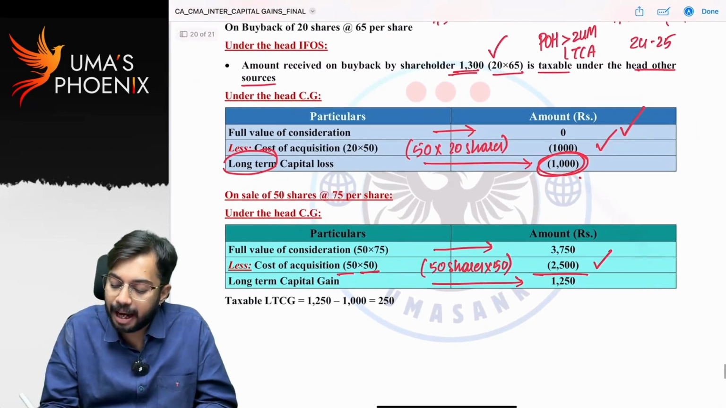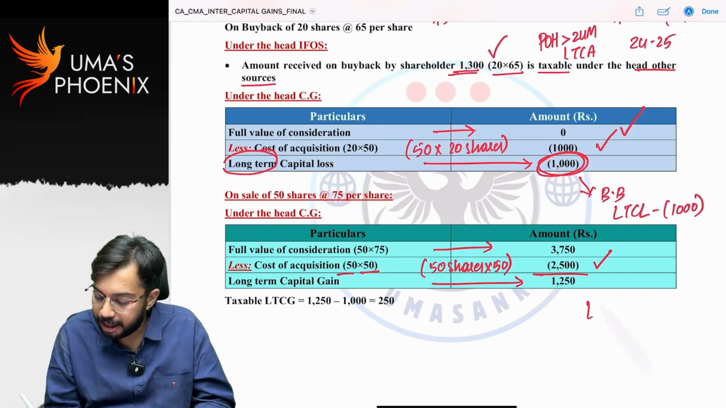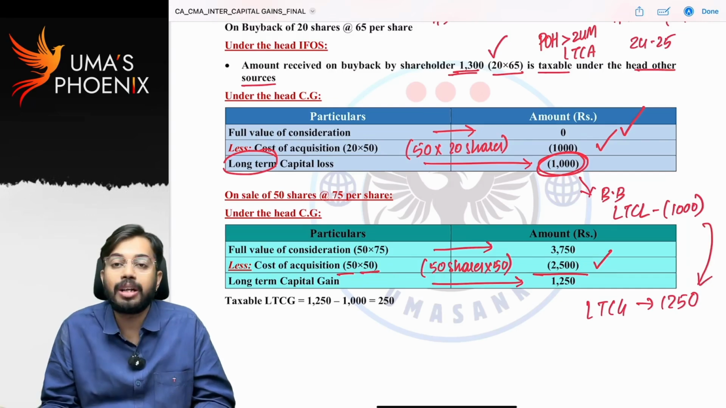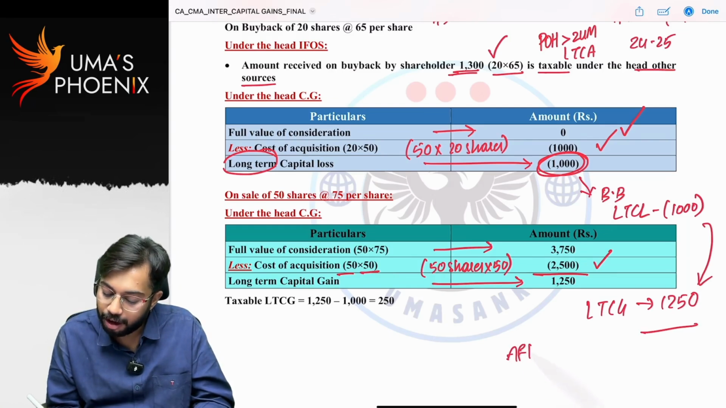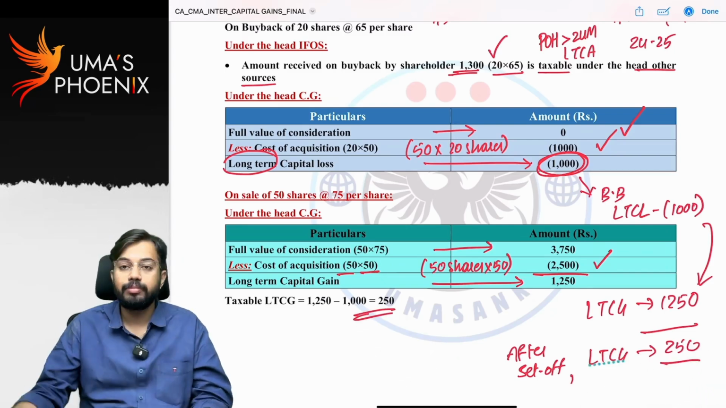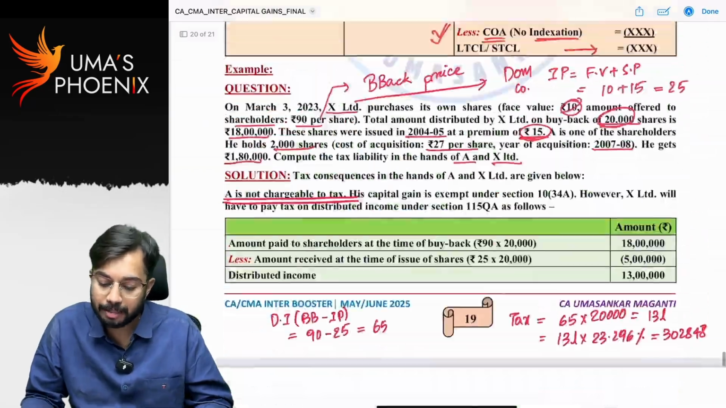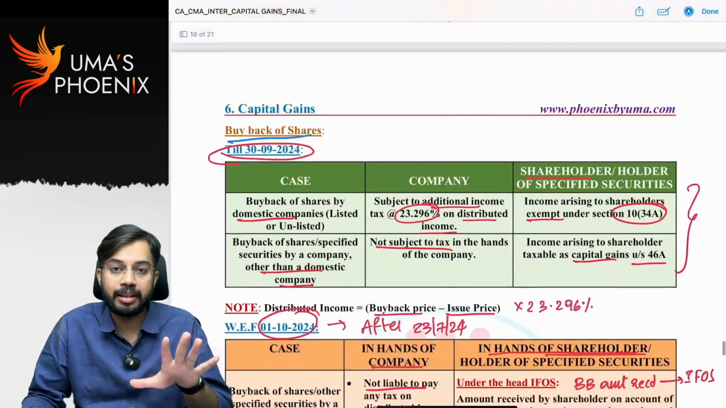See, on buyback, there is long-term capital loss of 1000 rupees. And in the same year, there is long-term capital gain of 1250. Can you set off long-term capital loss with long-term capital gain? Yes, you can set off. After set off, how much is long-term capital gain that is taxable? Long-term capital gain that is taxable is 250 rupees. Now, did you understand? So, these are the amendments. All amendments were clearly discussed in this capital gains part.